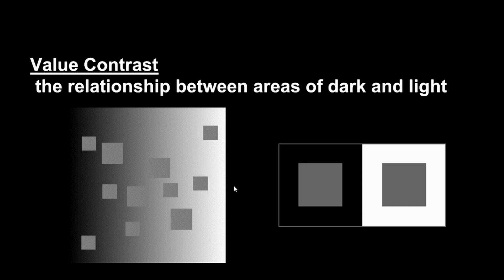So it's kind of tricky trying to figure out the value of an object. You've got that local color, you have that gradation of light, there's value contrast. So we're going to be really trying to slow down and look at objects and try to figure out what is that actual value.